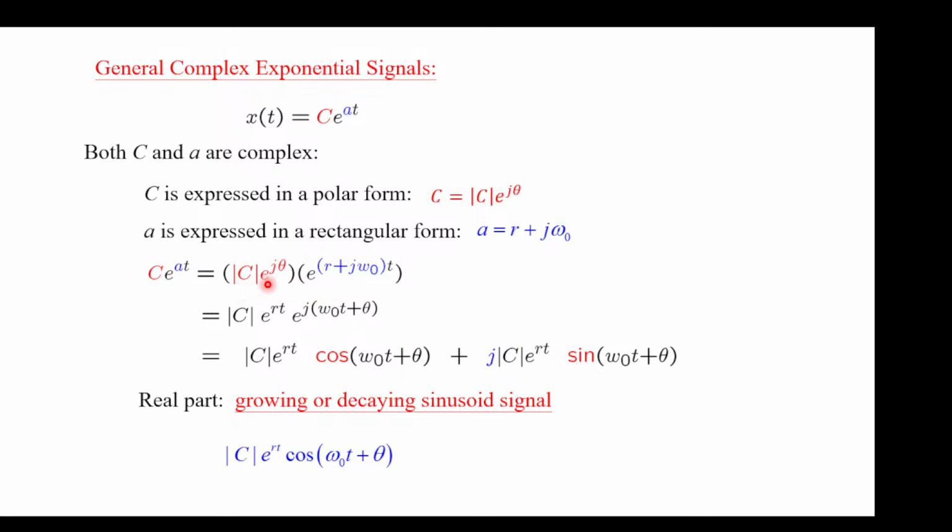Then we do arithmetic. We pick out e to the rt, and basically we want to group together the real part of e to the something and the imaginary part of e to the something.